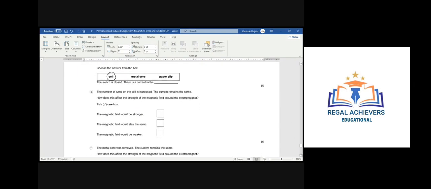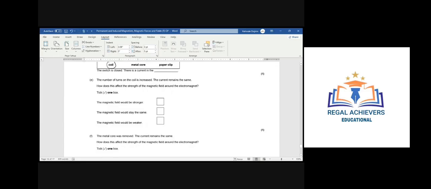Then it says, the number of turns on the coil is increased. The current remains the same. How does this affect the strength of the magnetic field around the electromagnet? Whenever the number of turns of the coil increases, even though the current remains the same, it's going to cause the magnetic field to be much stronger.